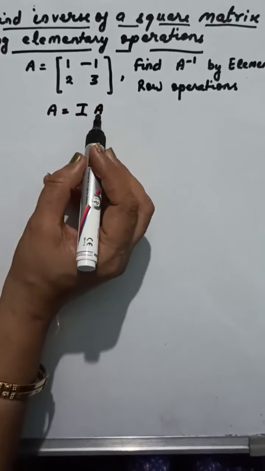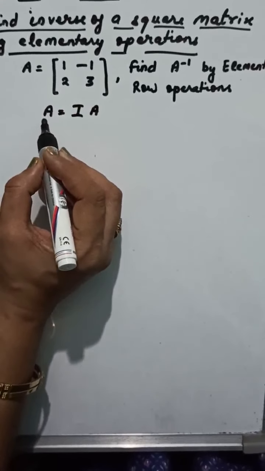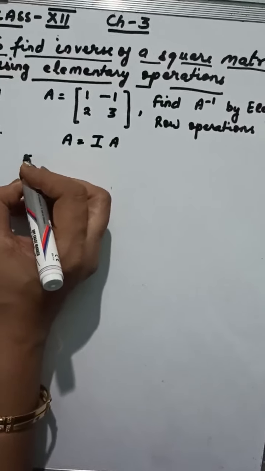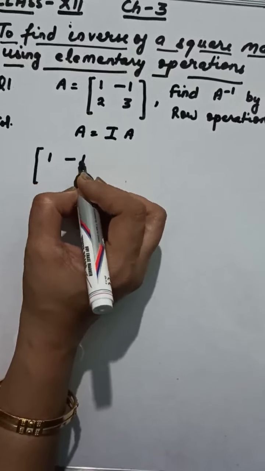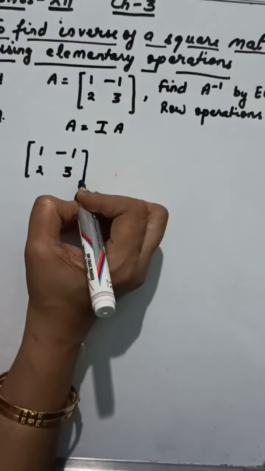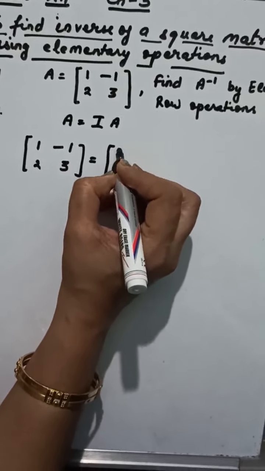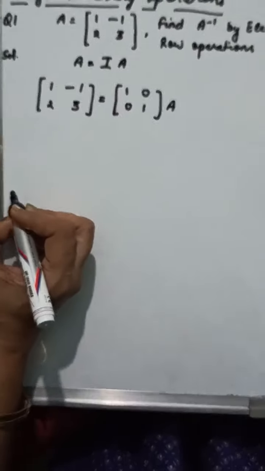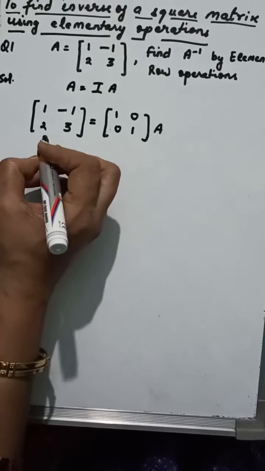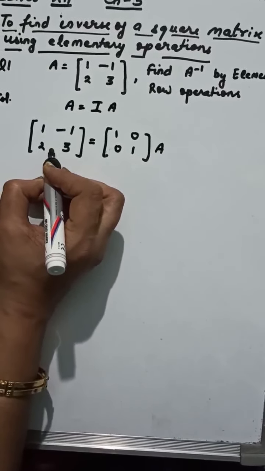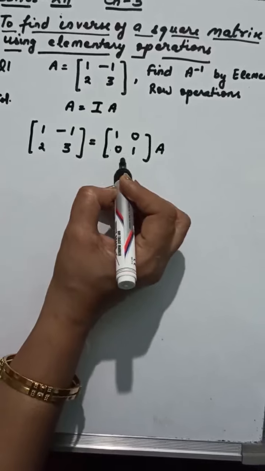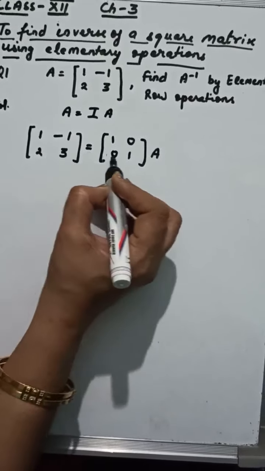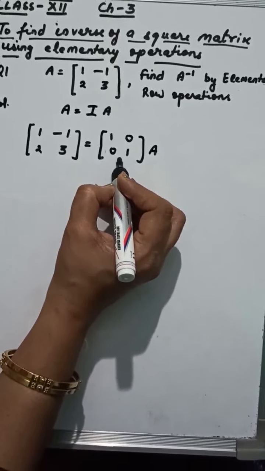If we multiply any matrix by identity, the answer will be the same matrix. So we write A matrix equal to identity into A matrix. Here we write A as the given matrix and I is the 2 cross 2 order identity matrix. Now using elementary row operations, we convert this matrix to identity. Simultaneous operations will be applied on this side, and as we get this as identity matrix, the corresponding matrix on this side will be the inverse of A.